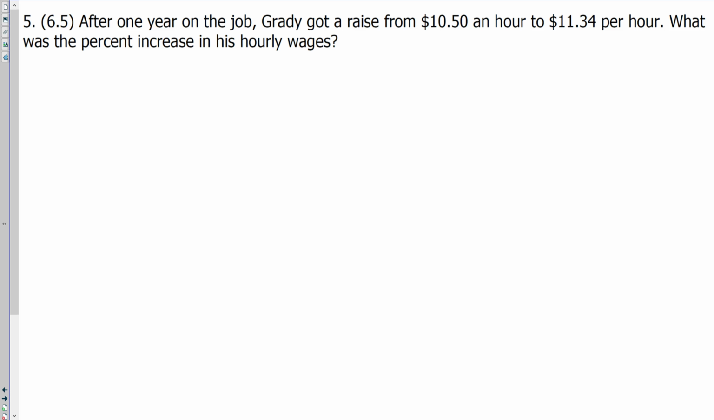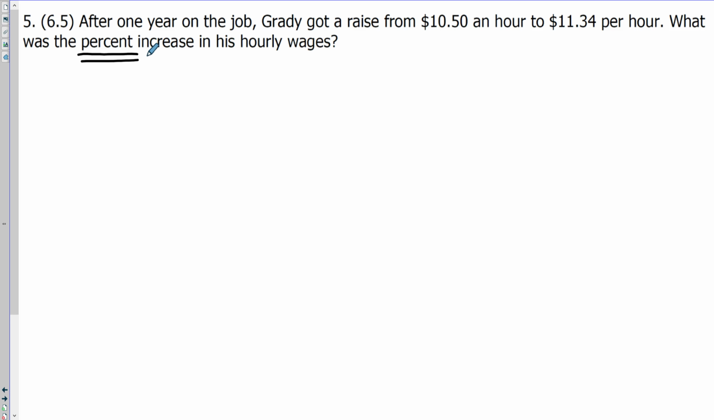Problem 5 also comes from section 6.5. And that's because we're going to be looking at percentages. So percentages were also in our section 6.5. After 1 year on the job, Grady got a raise from $10.50 an hour to $11.34 per hour. We want to know what is the percent increase of his hourly wages.